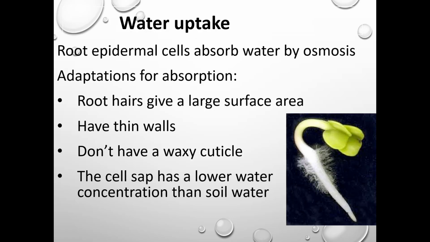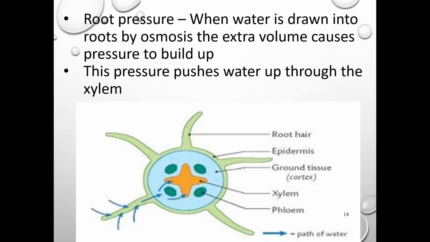With water uptake, your root epidermal cells absorb the water by osmosis, and the way that roots adapt for this absorption is that root hairs have large surface area, they have thin walls, they don't have a waxy cuticle, and the cell sap has a lower water concentration than the soil water, so the water is able to come in to create that equilibrium on either side of the root.